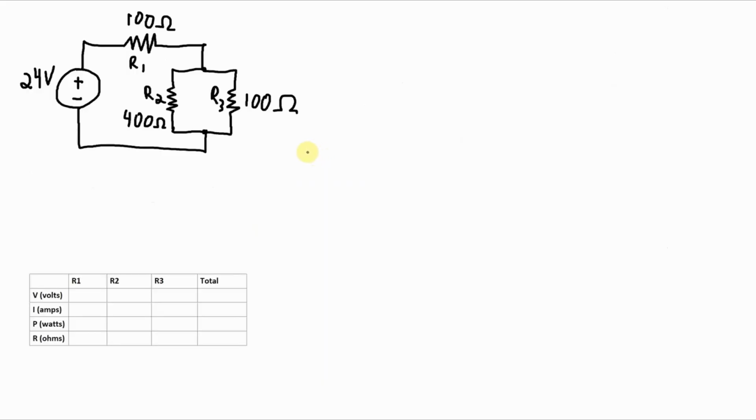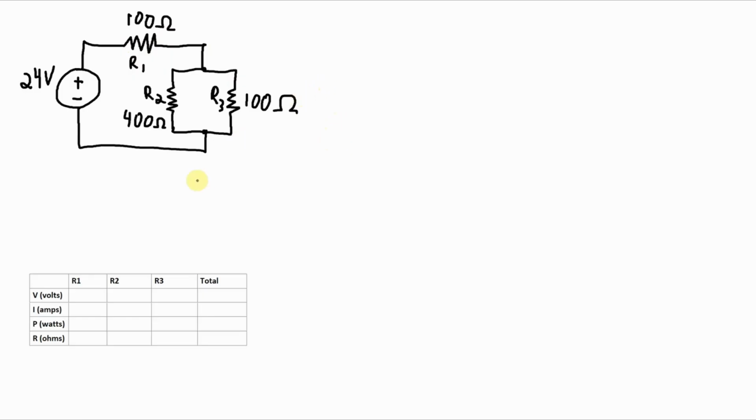All right, here's the first circuit, and we can see we have a combination of parallel resistors in series with a single resistor here. And so the process we want to do is break this down into a circuit that has one equivalent resistance and then build it back up, calculating the voltages across and currents through those resistors as we build the circuit up.